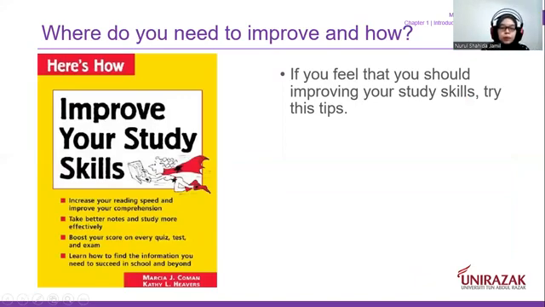Where do you need to improve and how? How to improve it? Improve your study skills, increase your reading speed, and improve your comprehension. Take better notes and study more effectively. Boost your score on every quiz, test, and exam. Learn how to find the information you need to succeed in school and beyond. These are a few ways to improve your study skills. Okay, if you feel that you should improve your study skills, try this tip.